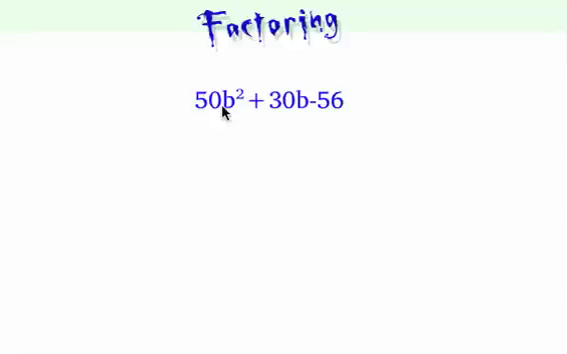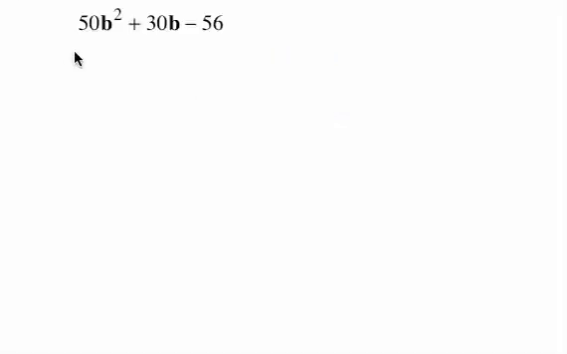Okay, we're factoring 50b squared plus 30b take away 56. The first thing we're going to do is ask, do we have a common factor? Like what goes into 50, 30, and 56? Well, they're all even, so the only thing I can think of is 2. So I'm going to factor out the 2. Now we have 25b squared plus 15b take away 28.